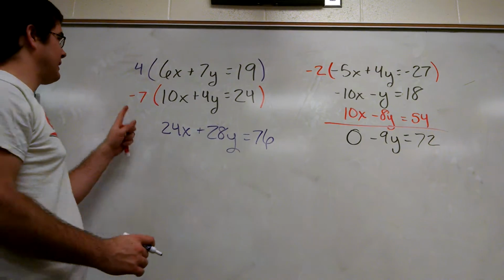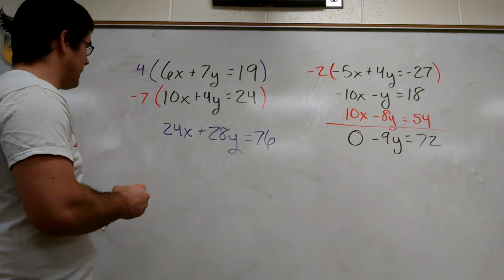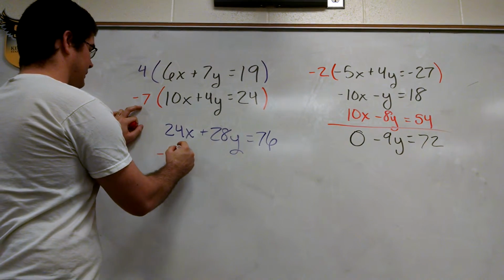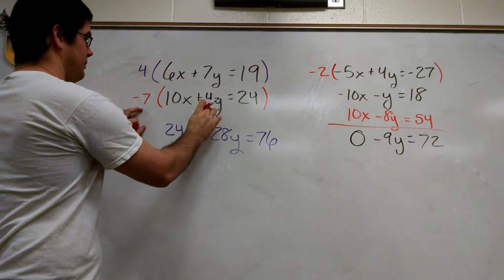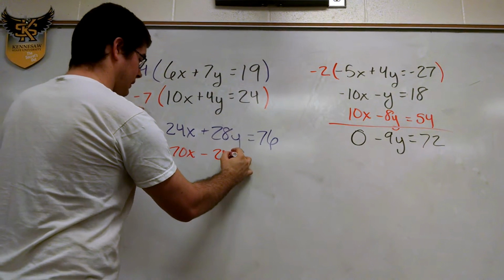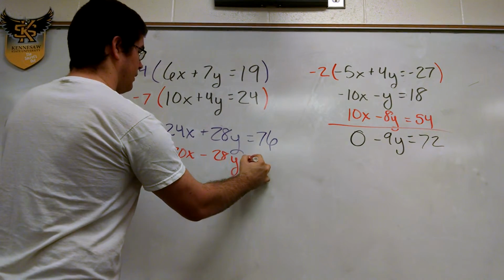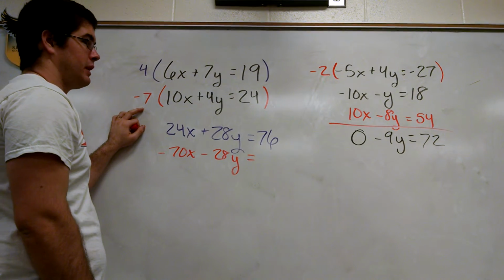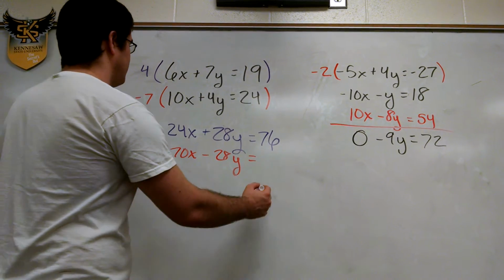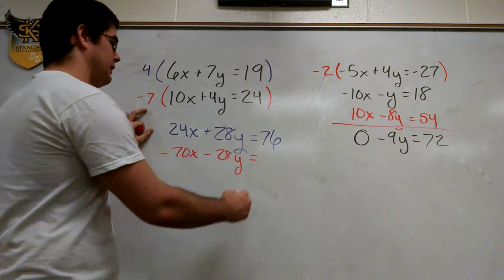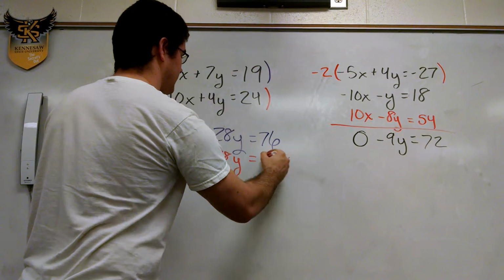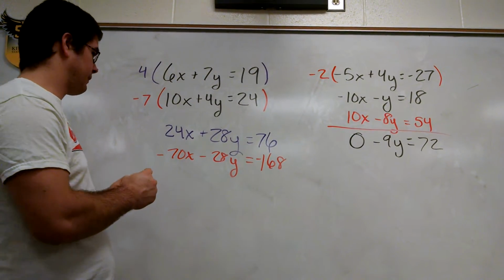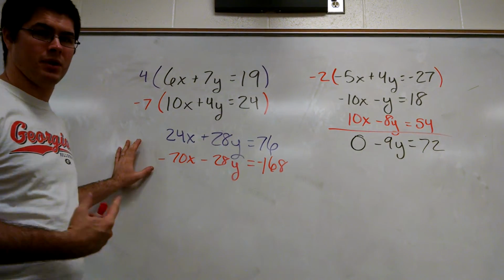All right, so I multiplied that by 4, and I'm multiplying this bottom equation by -7. -7 times 10x is -70x. -7 times 4y is -28y. And -7 times 24 is, my goodness, -168. I think. Not that important, since you'll have a calculator on your test, so you won't have to worry about that.